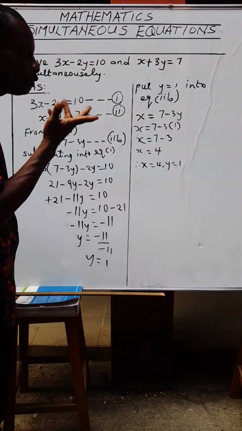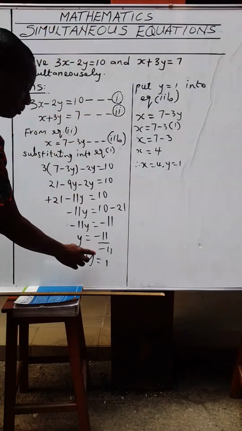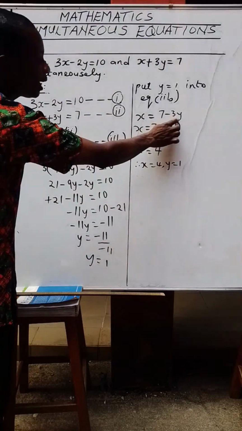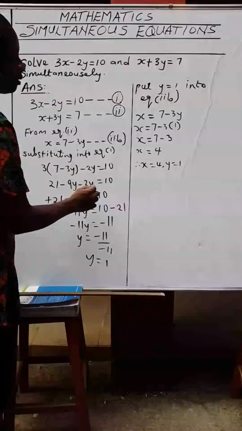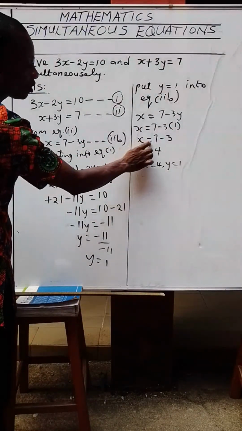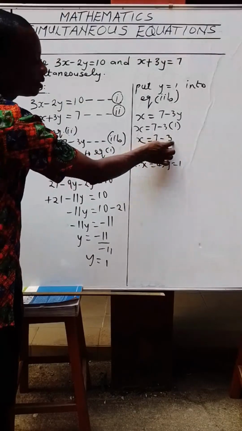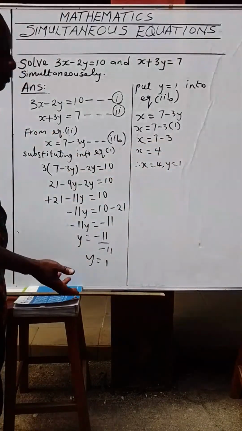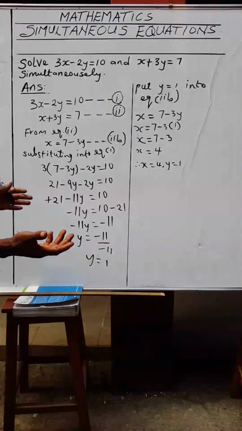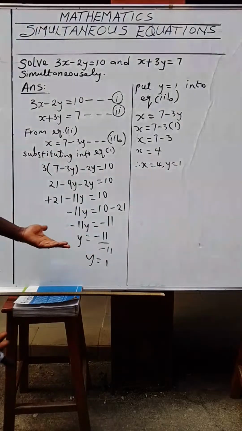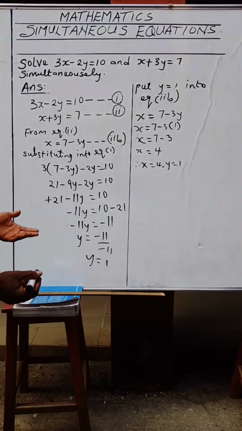What we are simply going to do is to replace this y with 1. The y here is replaced with 1. And when we do that, we have x equals 7 minus 3 times 1, so 3 times 1 is 3. And when we take the difference, it gives us 4. So this is how simple it is. Therefore, x is equal to 4 and y is 1. So the question is as simple as this.